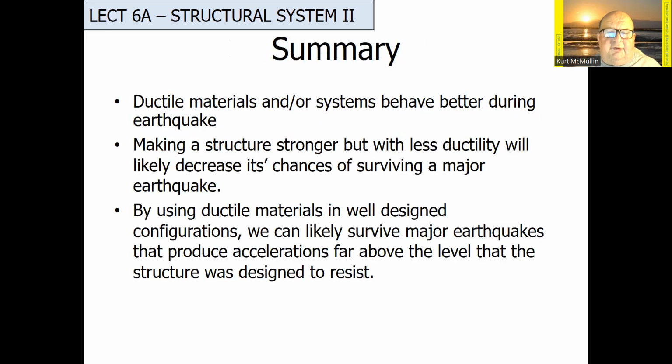So ductile materials and ductile systems behave better during an earthquake because they're able to ride out large forces that may develop. One of the relatively surprising ideas is that making a structure stronger, but with less ductility, will likely decrease its chances of surviving a major earthquake. By using ductile materials in well-designed configurations, we should be able to survive major earthquakes that produce accelerations far above the level of force that the structure was actually designed to resist.